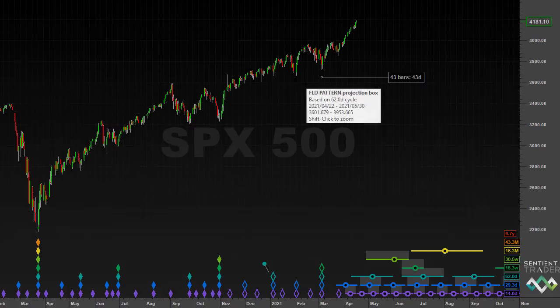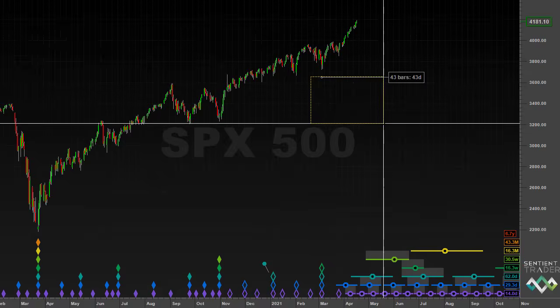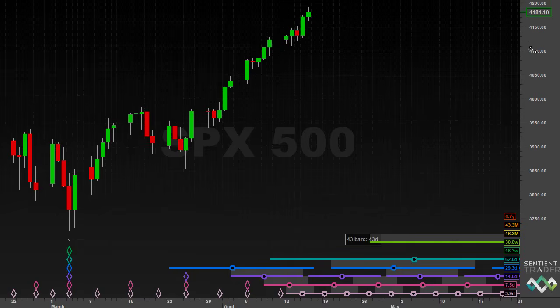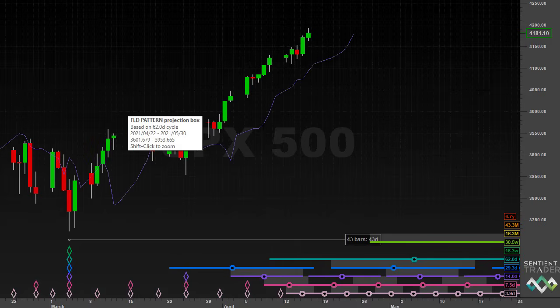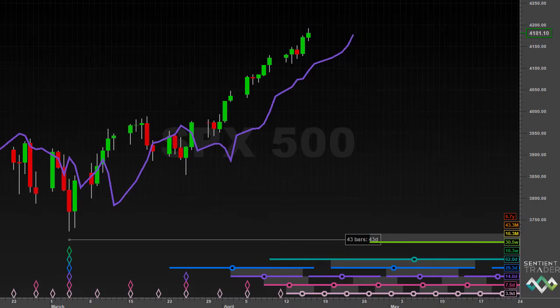Let's zoom in and take a look at the 20-day cycle FLD. The FLD is, of course, an acronym defined by Hurst, and it stands for Future Line of Demarcation. It's a very simple line that you can plot on your chart. It is simply the median price displaced to the right, in other words, into the future, by half of the cycle wavelength upon which the FLD is based.